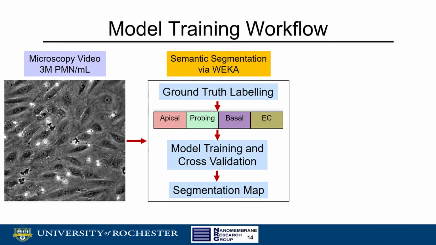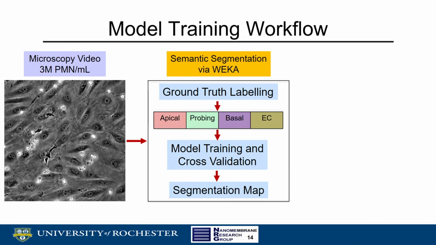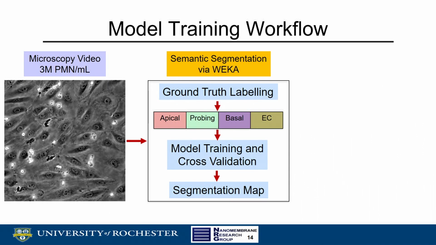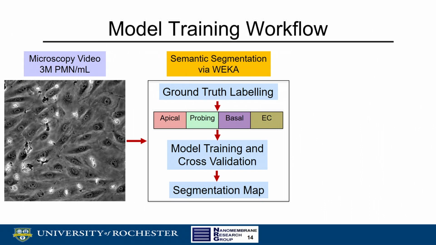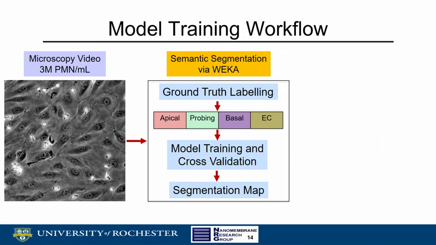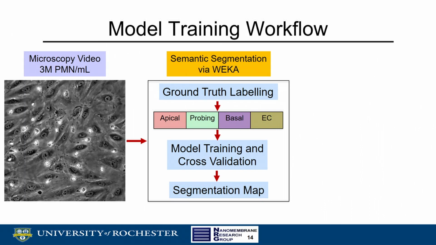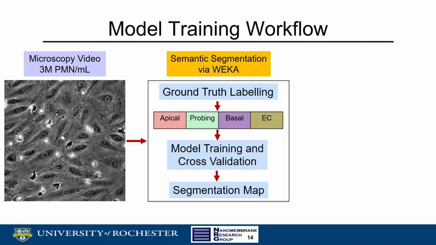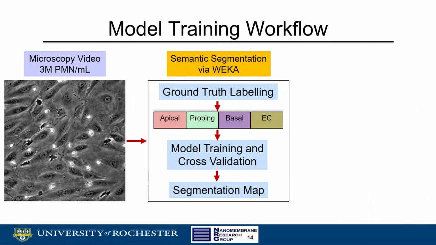simple as using a paintbrush tool and then painting over and creating a mask, delineating what class is what for each of our neutrophils. We labeled for 4 classes based on both neutrophil behavior, so apical, probing, and basal for our neutrophils, and then a 4th class delineating endothelial cells just to use as a background condition.